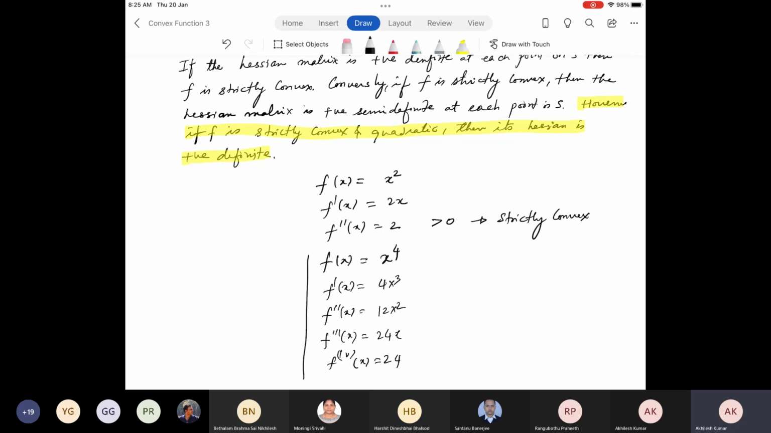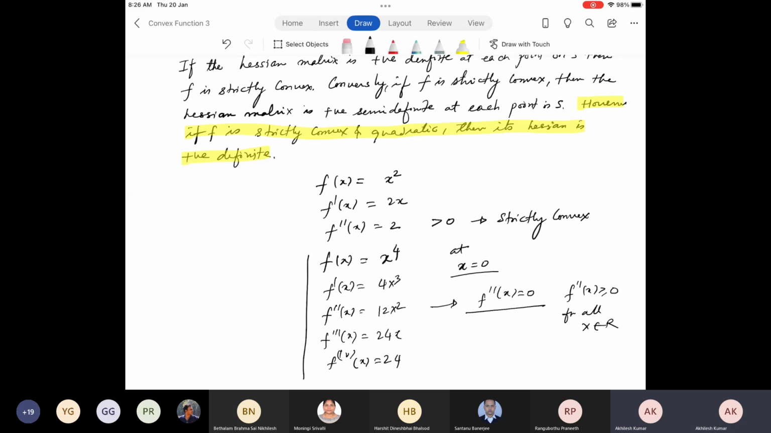It is convex, because f''(x) can be 0, at x equals 0. Yes. So definitely I can say f''(x) is greater than or equal to 0 for all x belonging to the real numbers. Is this correct? Yes, sir.